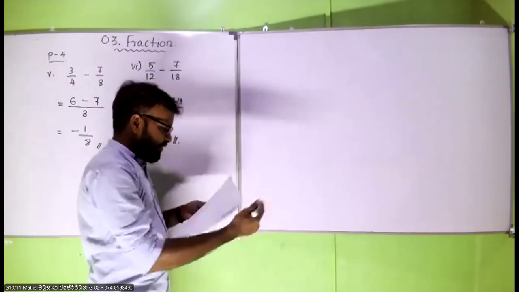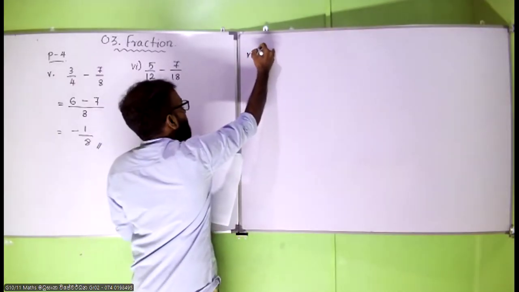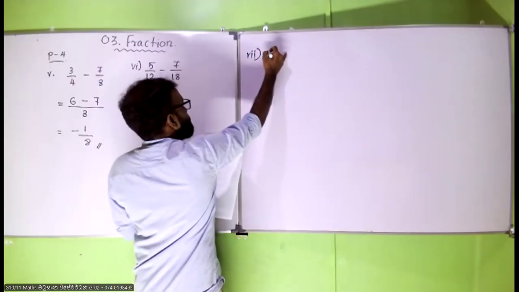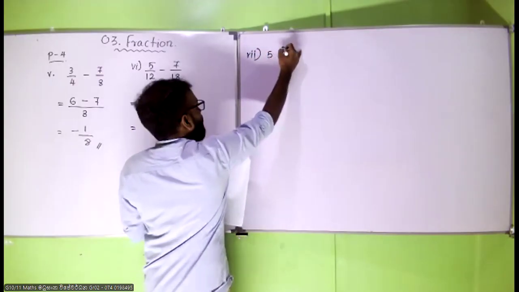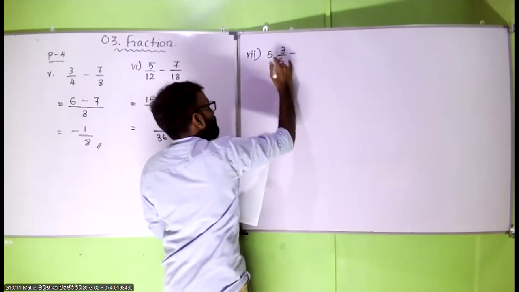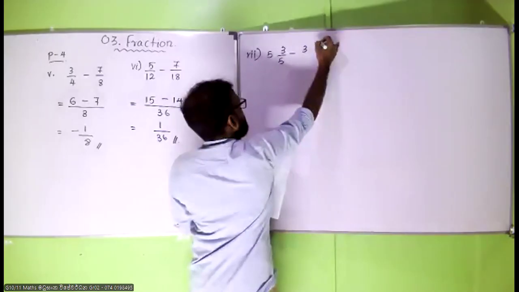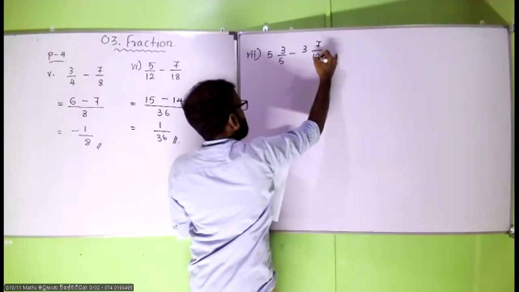Right. So 7th one. 5 and 3 upon 5 minus 3 and 7 upon 12.